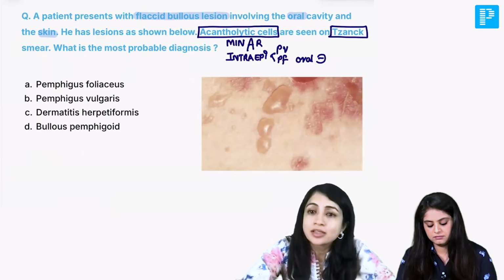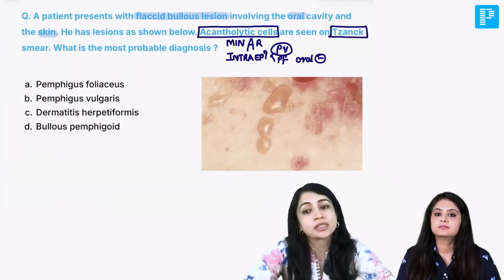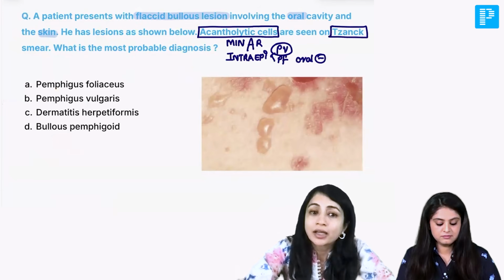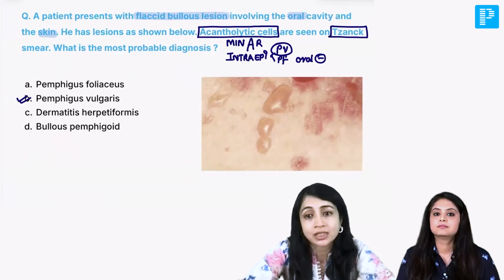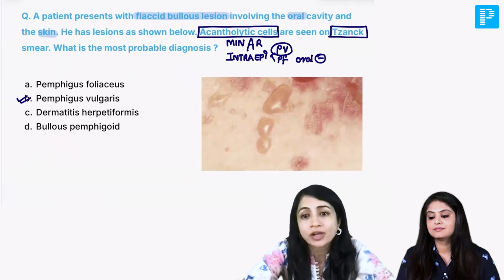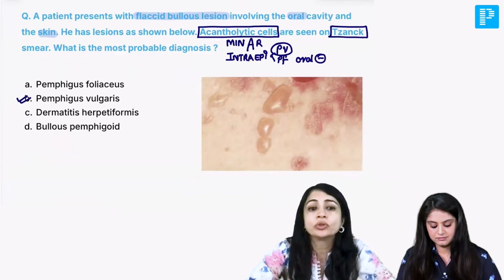So here, since there is oral involvement, there are flaccid lesions, there are acantholytic cells, the diagnosis becomes very, very straightforward. It is a case of pemphigus vulgaris. Even if you look at the image, you see flaccid blisters which are there. And so there is no confusion.